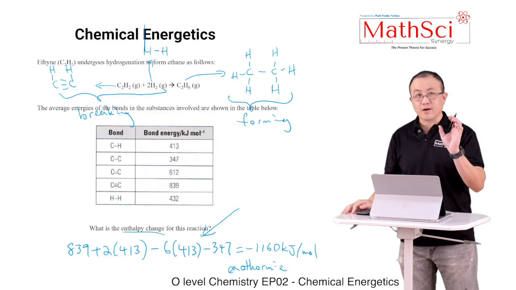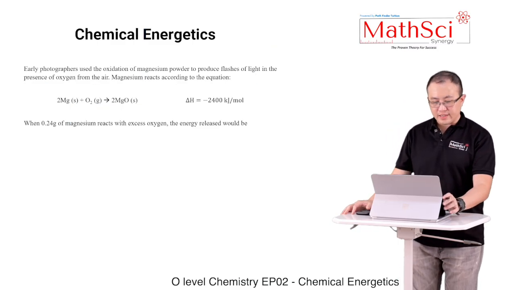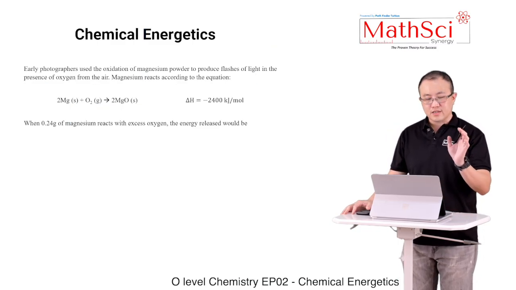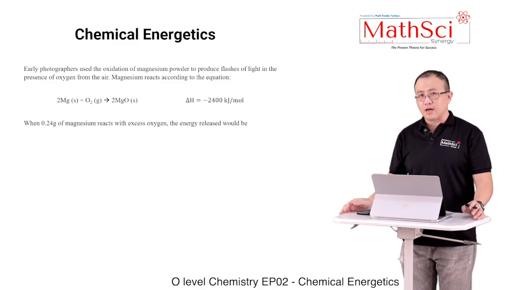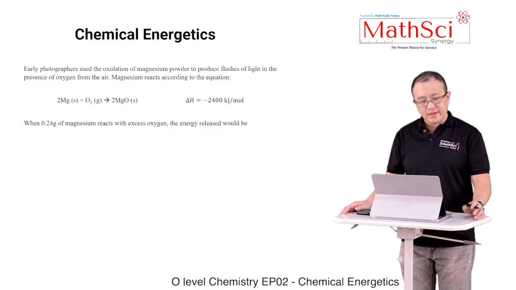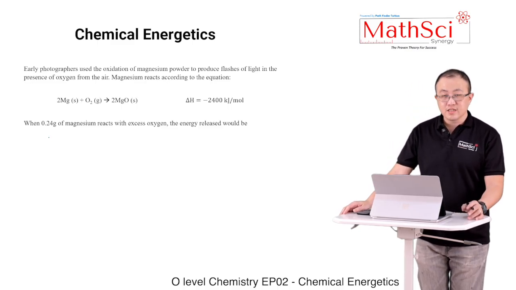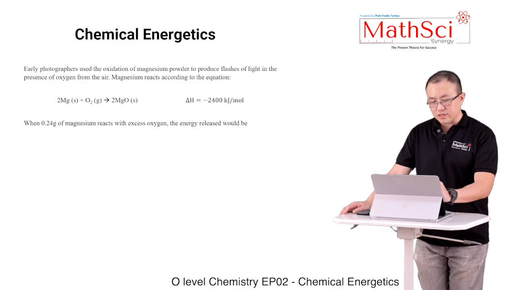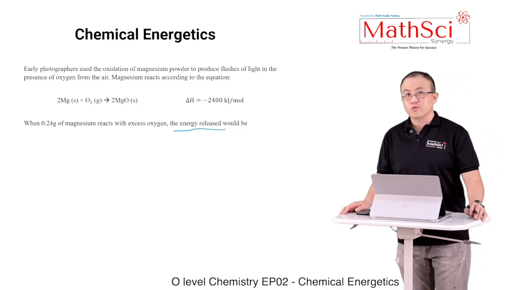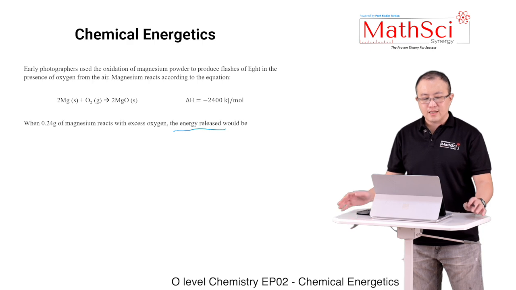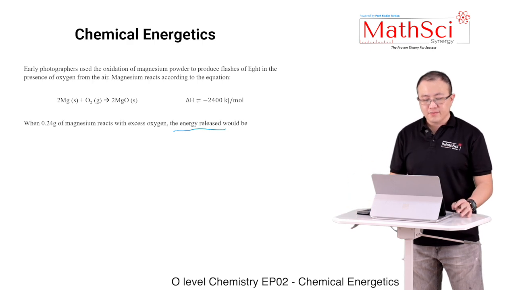Alright, for the last part of the video, let's have a look at the next question. Now instead of asking you to calculate the enthalpy change, I don't give you the bond energy, but I ask you what would be the energy released from this. You already know it's energy released because the enthalpy change is negative 2400. And let's work by proportion now, because in this question they gave you 0.24 gram.